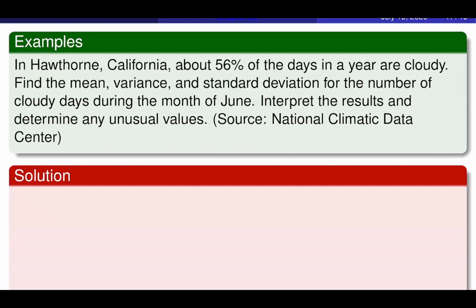So for this one, it said, in Hawthorne, California, about 56% of the days in a year are cloudy. Find the mean, variance, and standard deviation for the number of cloudy days during the month of June. Interpret the result and determine any unusual value. All right, so let's go ahead and do this.